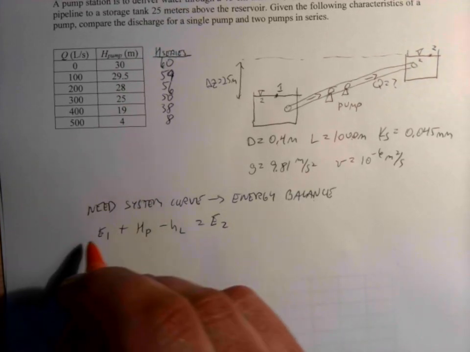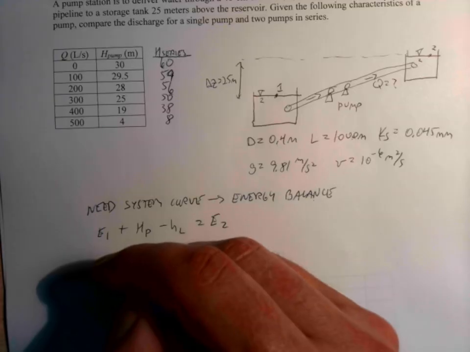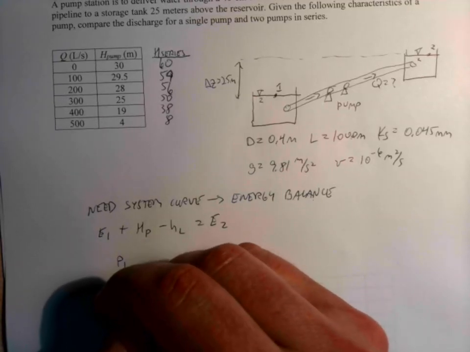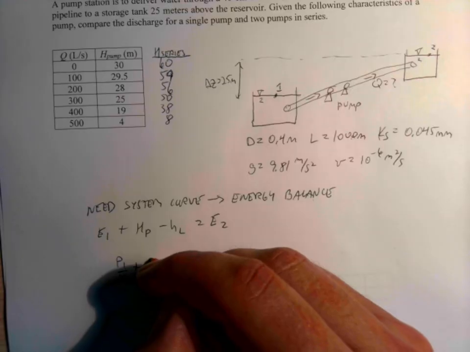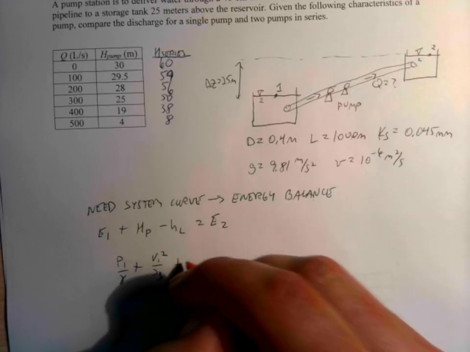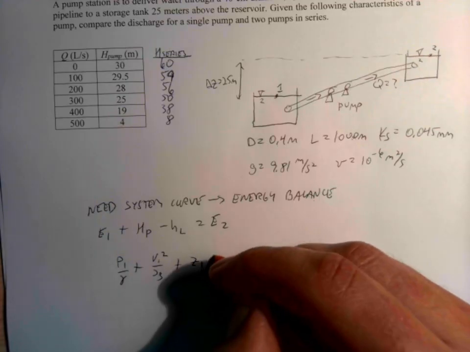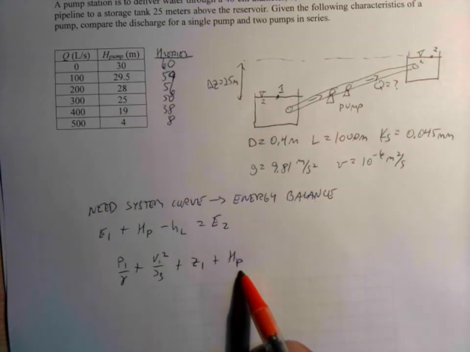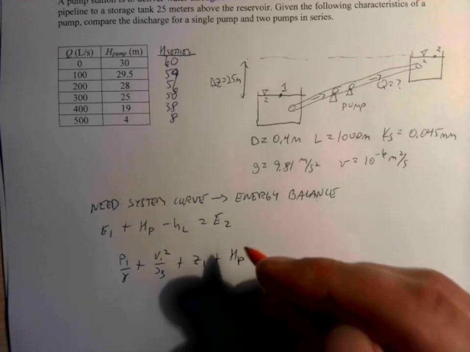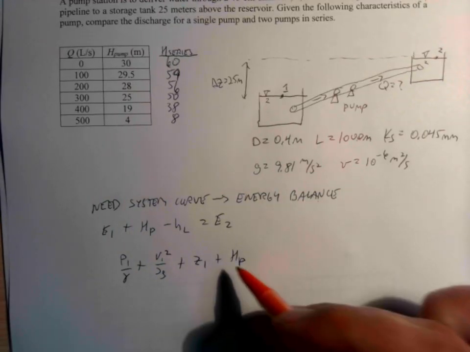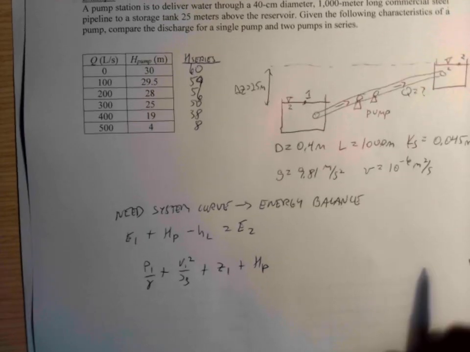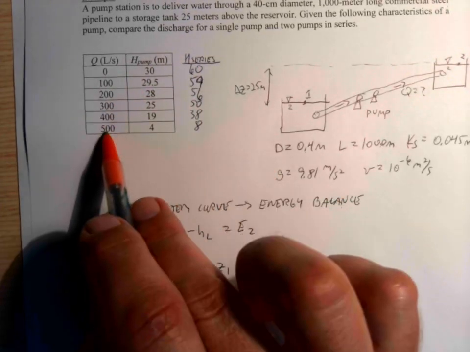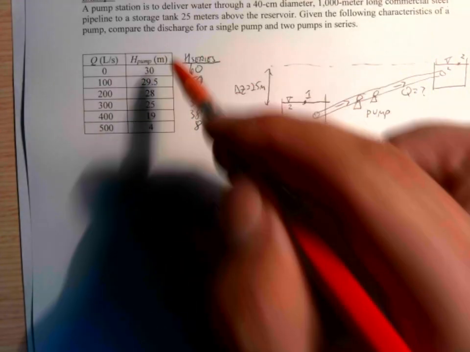Okay, so to rewrite this, we can say P1 over gamma, the pressure head, plus V1 squared over 2g, plus Z1, and then plus the head added by the pump, which we don't know. We need to find that. We don't know the flow rate, and we don't know the head that's going to be added by the pump. Again, this tells us what we would get at different flows. Since we don't know the flow, we don't know this.